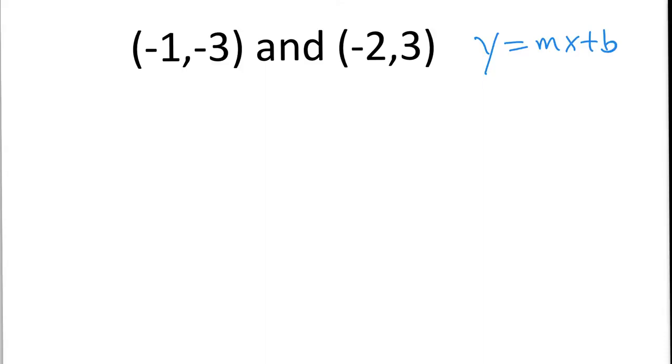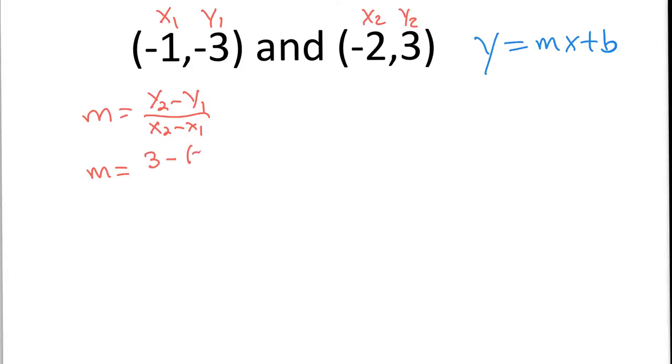So first, I'm going to look for my slope, m. So I'm going to label my x1. So I'm going to go to my first point, x1 and y1. I go to my second point, x2 and the y2. I use my formula. And just in case you guys forget or you don't remember the formula, here it is. Y sub 2 minus y sub 1 divided by x sub 2 minus x sub 1. I'm going to substitute the numbers. So y sub 2 is 3 minus y sub 1 is negative 3.